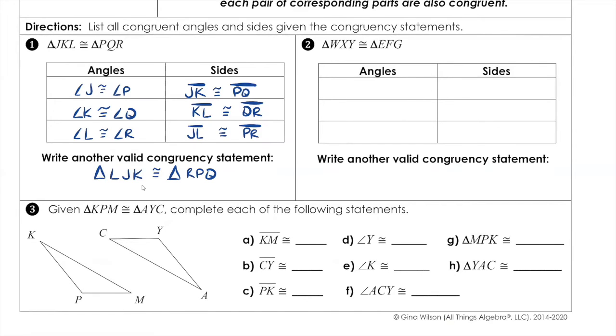Let's look at number 3. Given triangle KPM is congruent to triangle AYC, complete the following statement. So just because it can help, let's go ahead and put our congruency marks. So K is going to be our single hoop. Who would get the single hoop in AYC? How come A gets the single hoop in AYC? It's the first one. Our corresponding angles are lined up perfectly for us.